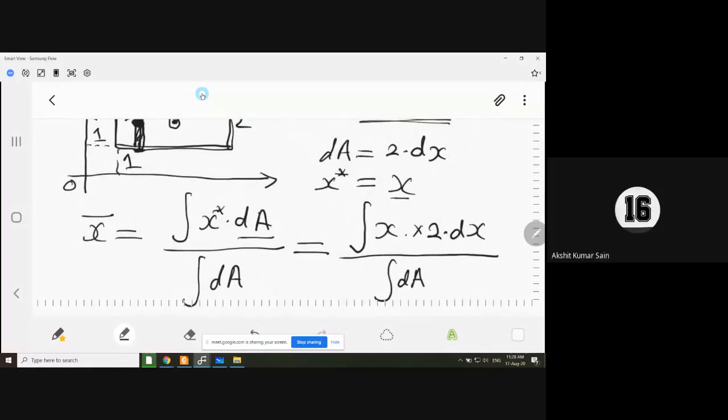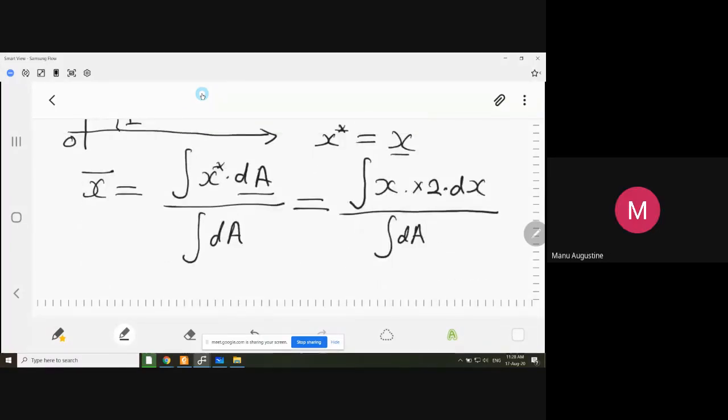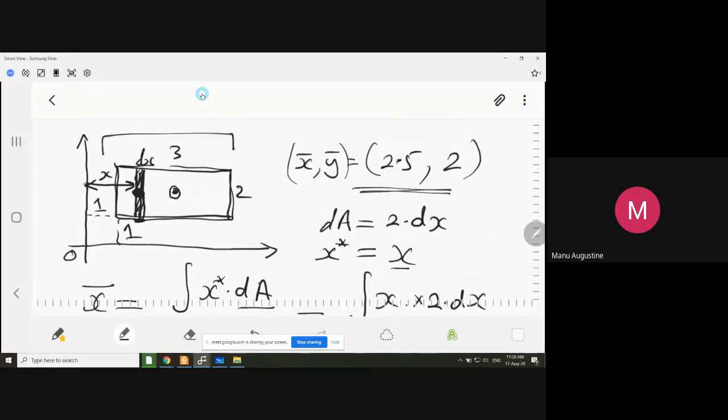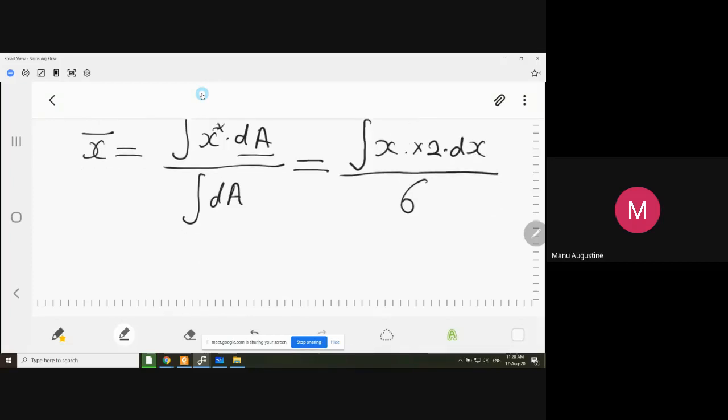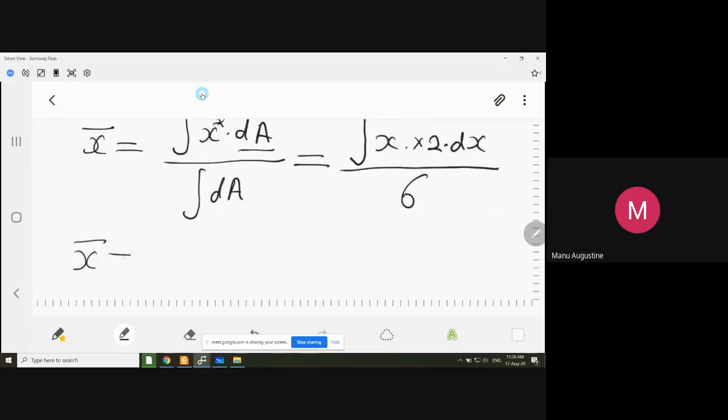Anybody? Yes, sir. क्या मुझे ये integral dA में limit लगा करके formality करने की जरूरत है क्या? भाई नीचे तो वैसे भी total area आता है ना, तो integral dA का मतलब है इस पूरे rectangle का area, and that is equal to 3 multiplied by 2 equal to 6. So I will simply replace this with 6. So I will rub it off and put a 6 here. Okay, so eventually what I get is x bar can be obtained as integral of 2x dx divided by 6. This is my answer.